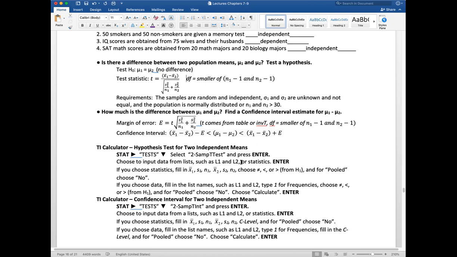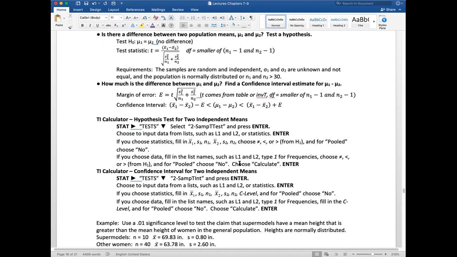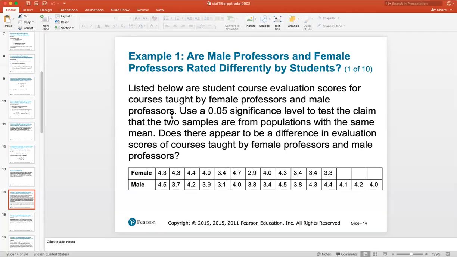Okay, so now using the calculator, we can conclude whether we reject the null hypothesis or fail to reject the null hypothesis, or find the confidence interval estimate. We can do that using the calculator. So let me explain how to do it by solving examples. All right, let's see example 1.